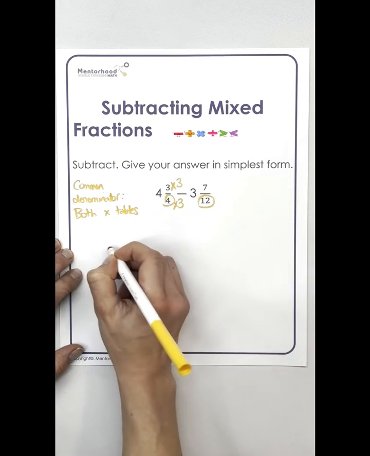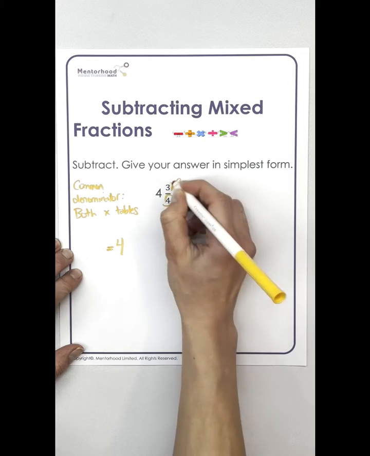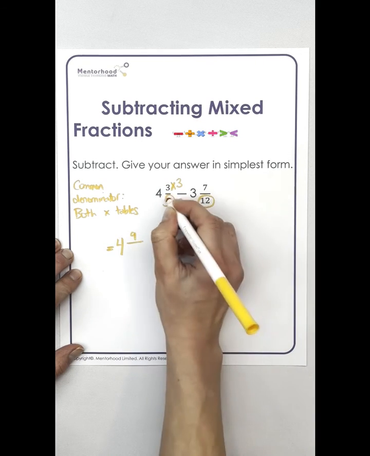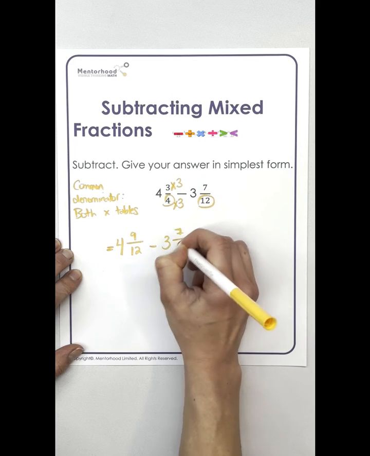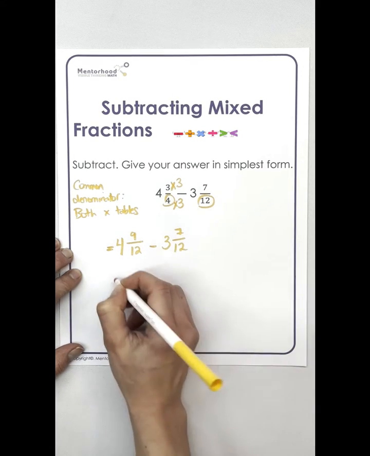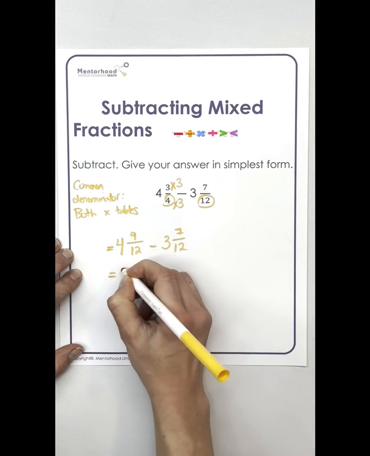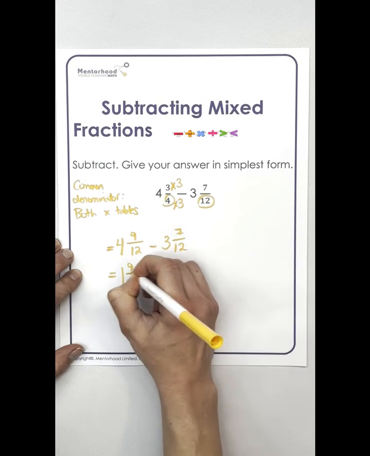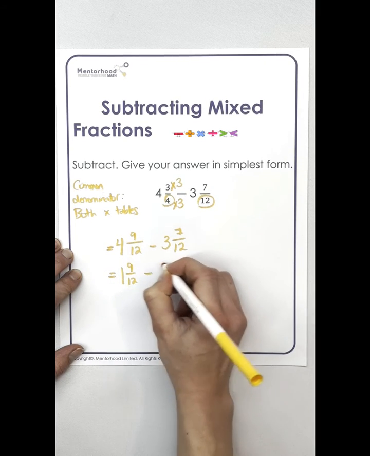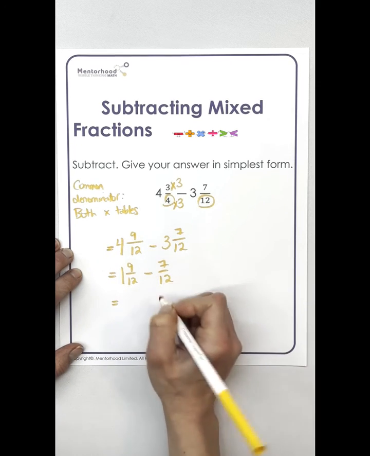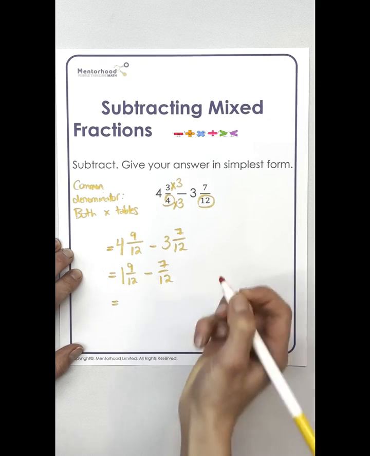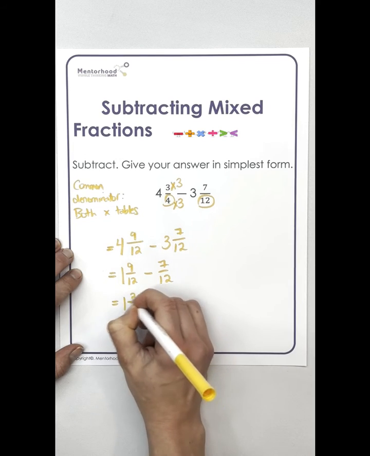So let me rewrite my new question. I've got 4 and 3 times 3, which is 9, and 4 times 3 is 12, minus 3 and 7 over 12. Okay, so let me subtract my wholes. 4 minus 3 gives me 1. Then I'll just rewrite my parts, 9/12 minus 7/12. Now, can I subtract my parts? Well, that's pretty easy. That's 2/12. So I've got 1 and 2 over 12.